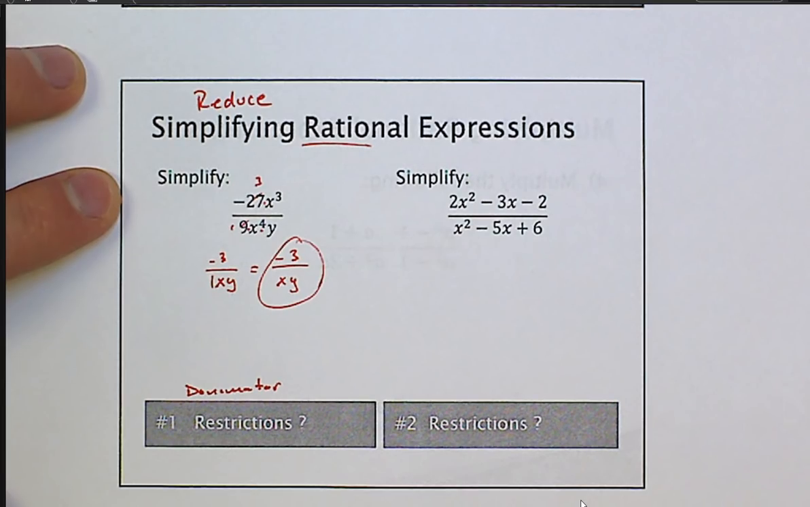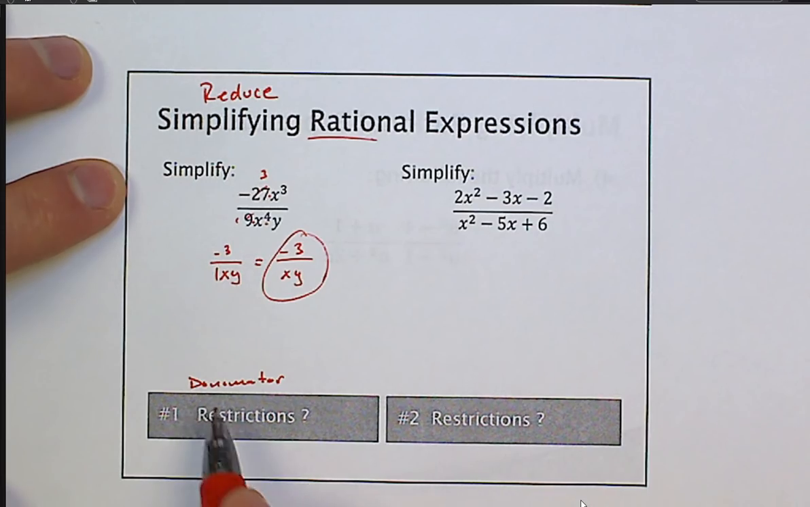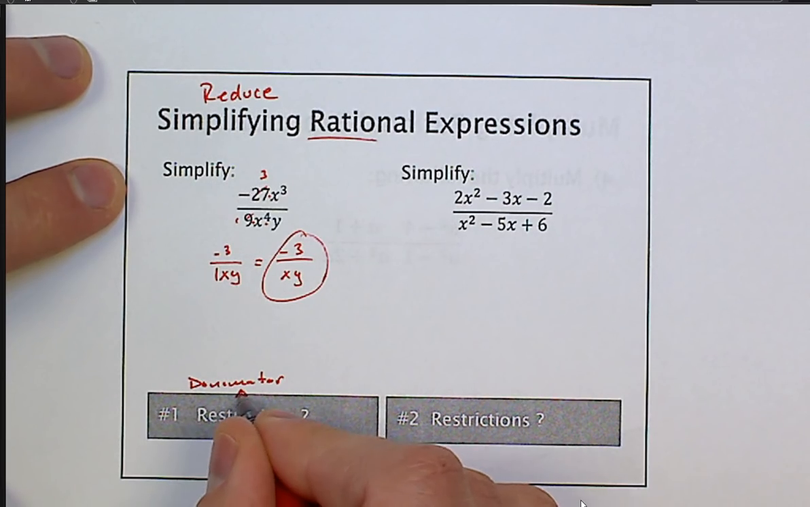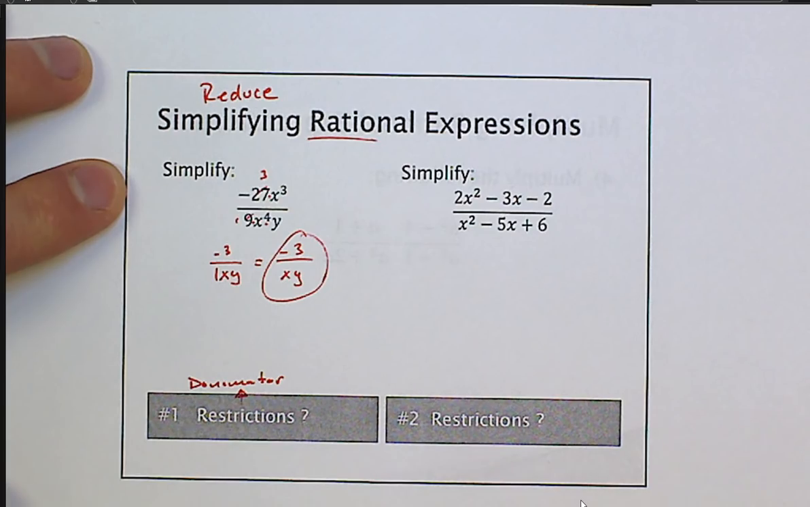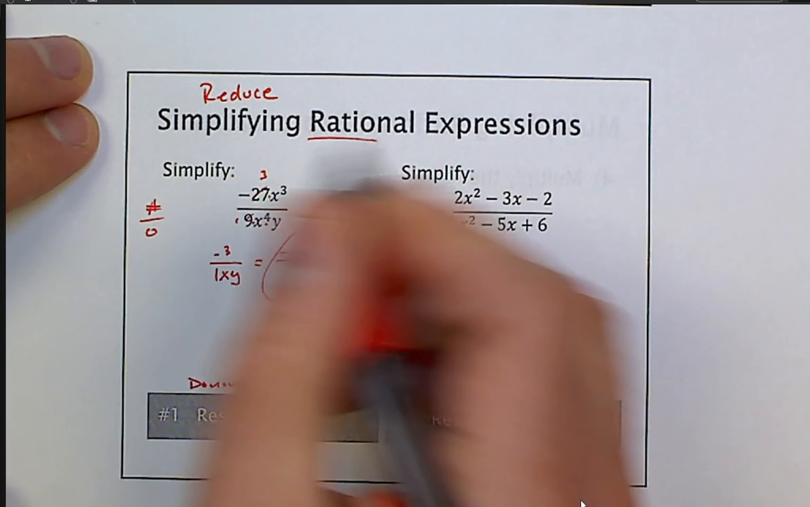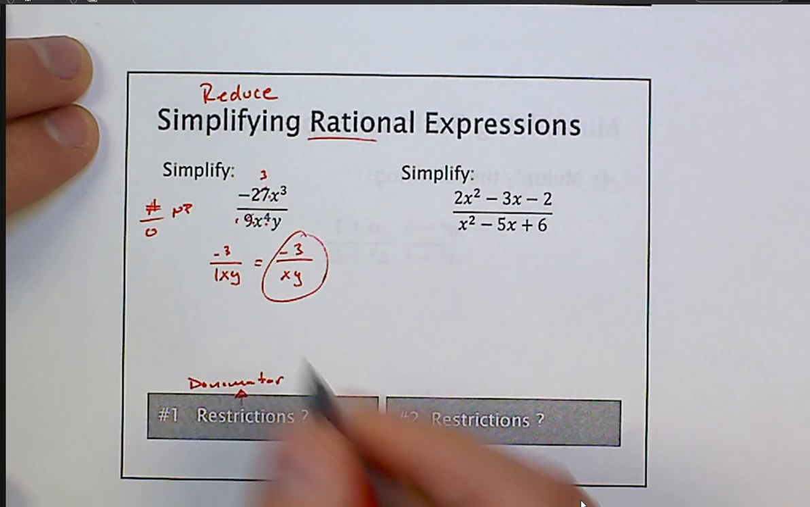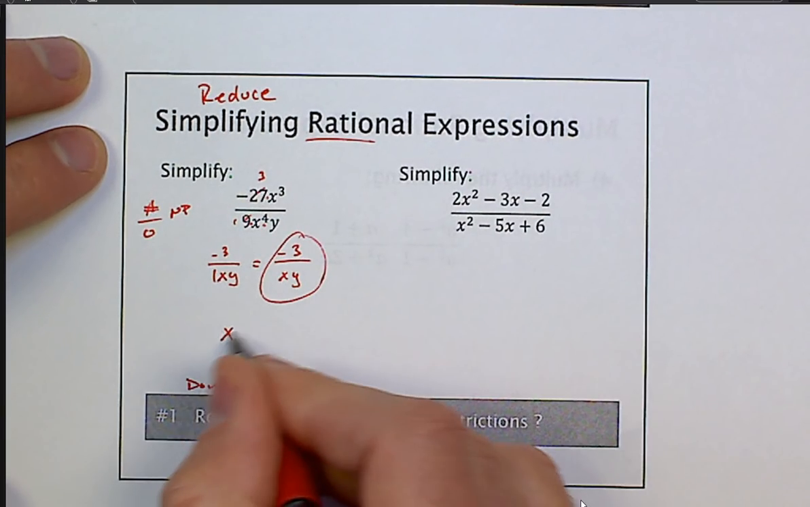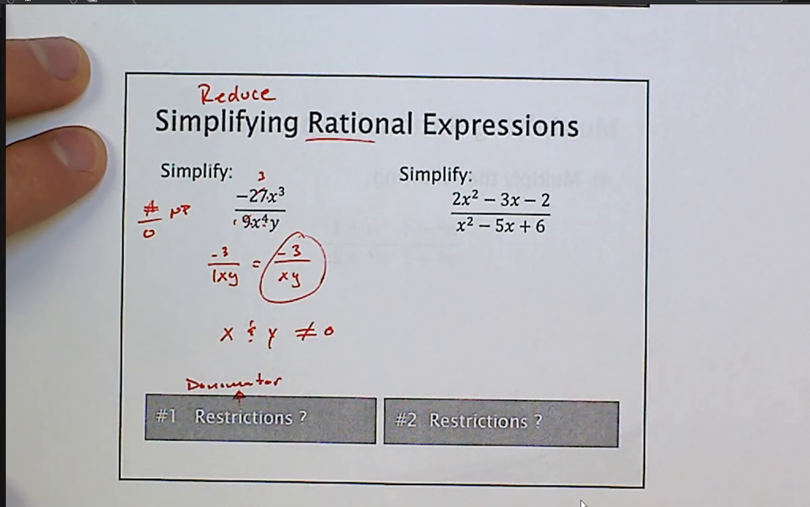Now, what are the restrictions? You're going to have some questions that ask you that. What you do with restrictions is focus on the denominator and what the denominator can't be. We can't have 0 in the denominator, right? Any number divided by 0 is not possible. You just can't do it. So what we would say here for restrictions is that x and y cannot equal 0. Because if x was 0, we'd have 0 times y, and anything times 0 would be 0. So we cannot have the denominator be 0. That's what restrictions mean. The restrictions are a focus on the denominator.